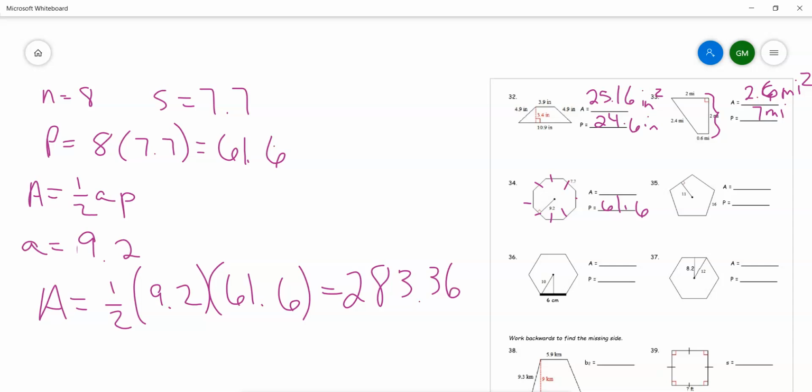All right. So the area of this regular octagon is 283.36 units squared, whatever the units are. They didn't give us units, so you don't have to give me units if they don't give you units.